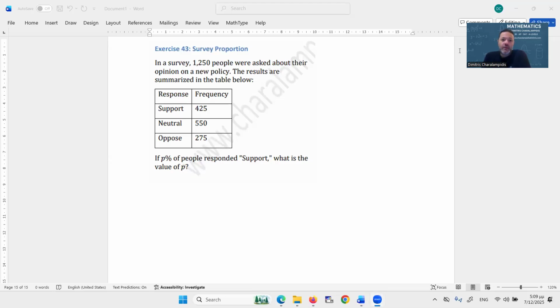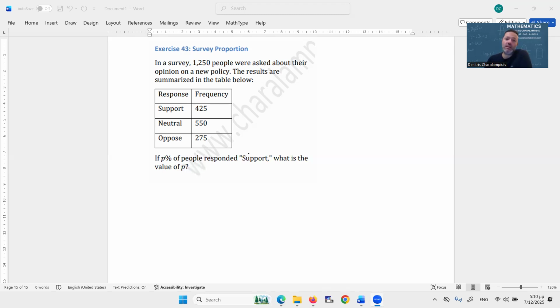Exercise 43. In a survey, 1,250 people were asked about their opinion on a new policy. The results are summarized in the table below. We have 425 who responded that they support the new policy, 550 had a neutral opinion, and 275 were opposed to this new policy. If P% of people responded "I support," what is the value of P?